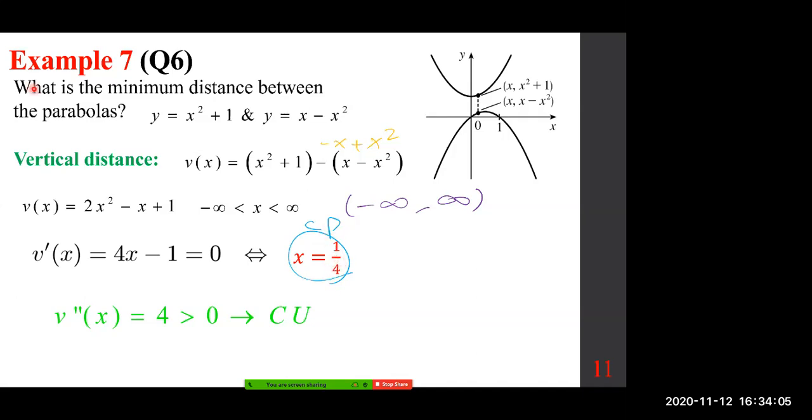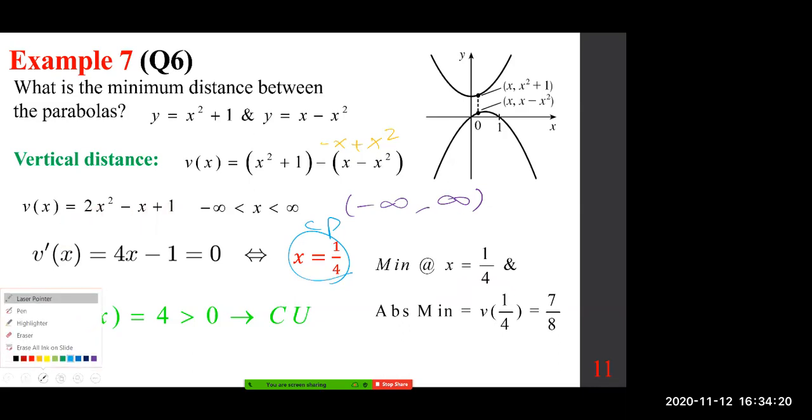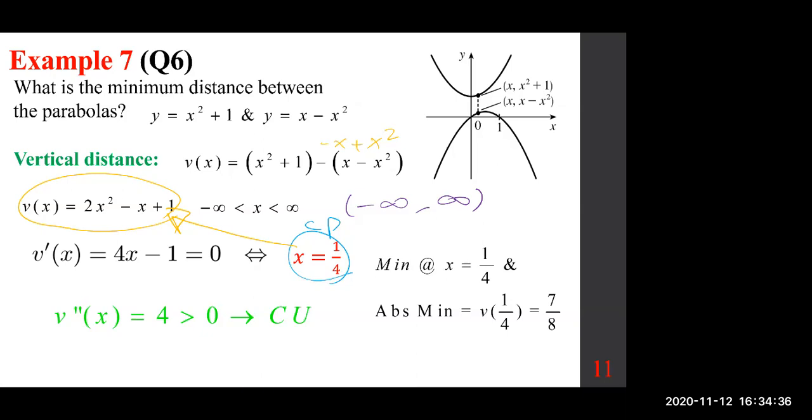What is the minimum distance? Well, we said the minimum distance is V of x, so plug it into this. If you plug in 1/4, I'm going to assume everybody can evaluate it. Plug in 1/4 into this function, everybody, and you find the minimum distance. I hope everybody is clear on that.